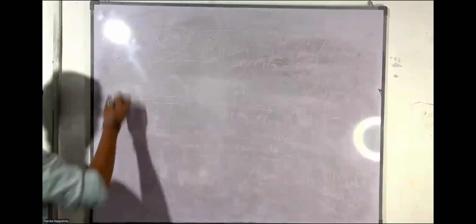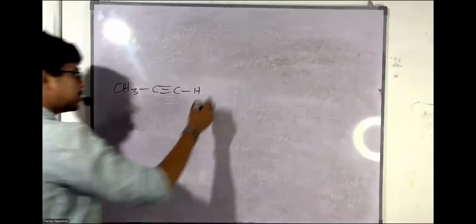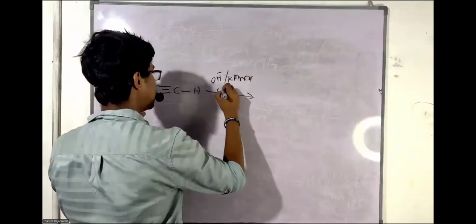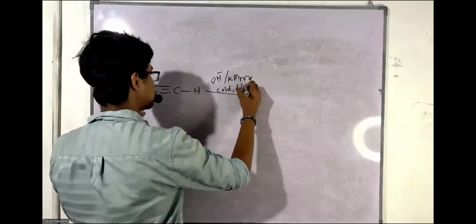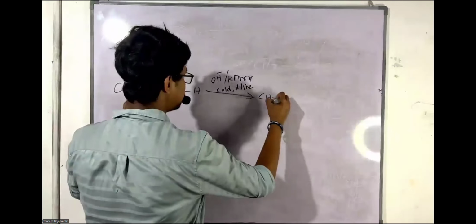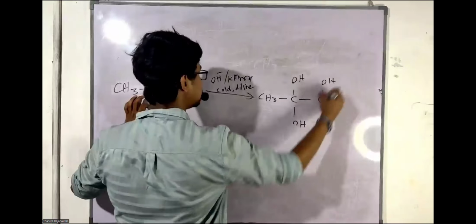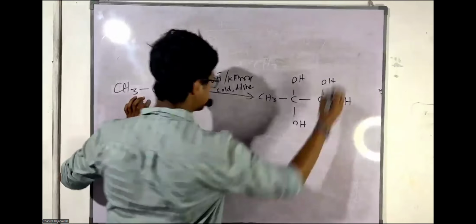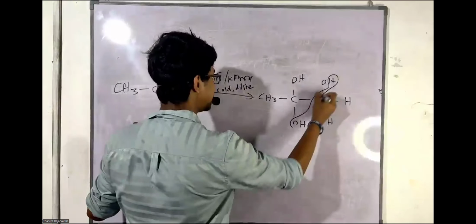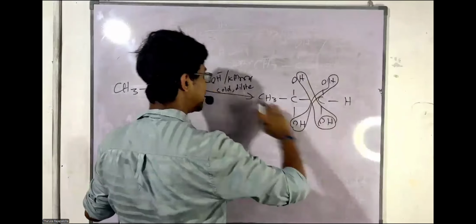you have CH3C triple bond carbon hydrogen. So you add OH minus and KMnO4 under cold dilute conditions. Now what happens is there will be 4 OH groups, one here, one here, one here, one here, and a hydrogen here. This will be extremely unstable. So the OH will leave with one hydrogen of the neighboring carbon. This OH will also leave with one hydrogen of the neighboring carbon. It will leave out of the system.